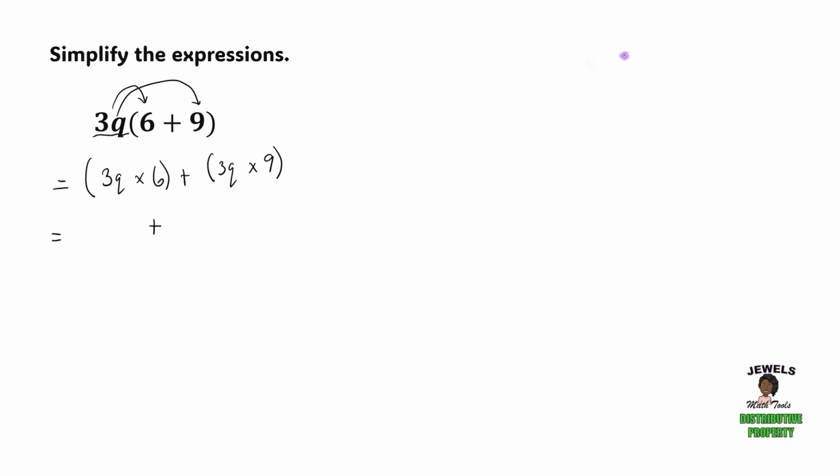So let's begin with our first parentheses. We have our 3q being multiplied to 6. And remember that our 3q simply means that 3 is being multiplied to q, which is being multiplied to 6. So we're now going to multiply our numbers together. So 3 times 6 will equal 18, and 18 times q will equal 18q. So let's return our answer back to our expression, making sure that we return it back in the position of our bracket that we moved it from.